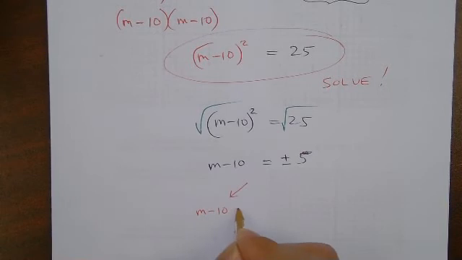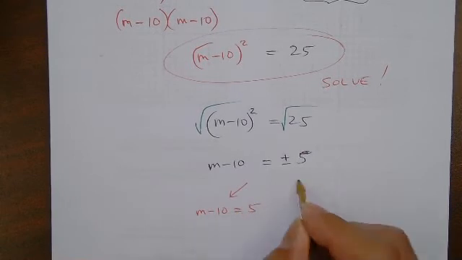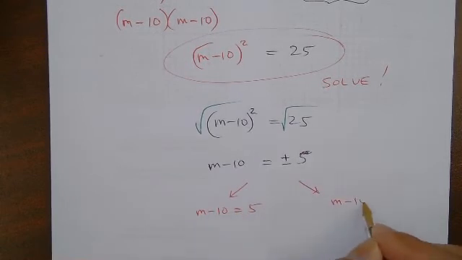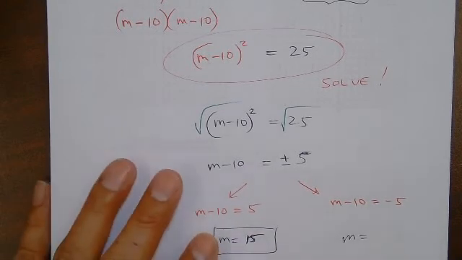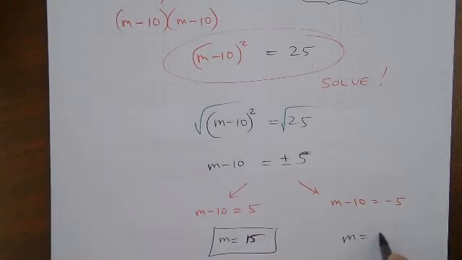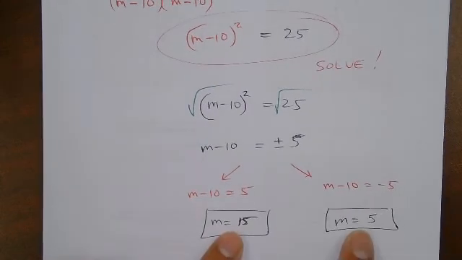We learned all this already, right? We're good with this. We know how to finish this. One of them is going to be what? M minus 10 equals the positive 5. The other one's going to be m minus 10 is equal to the negative 5. You're going to get m is equal to 15, and m is equal to positive 5? Yeah, positive 5.